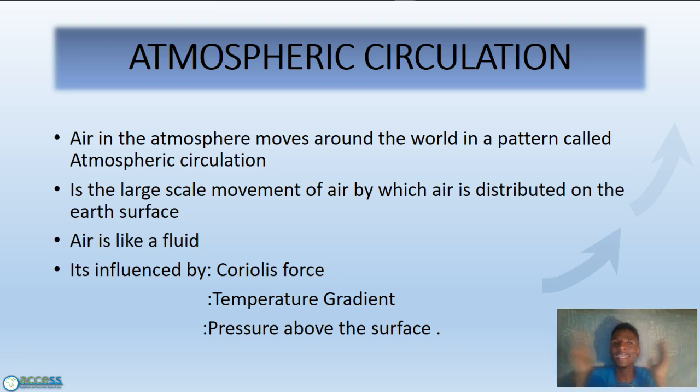We have to understand that air in the atmosphere moves around in a pattern called atmospheric circulation. This atmospheric circulation can be defined as the large-scale movement of air by which heat is distributed on the Earth's surface. We have to understand that air can act as a fluid: when it's heated, it can rise, and when it's dense, it sinks. Atmospheric circulation is influenced by three things: the Coriolis force, the temperature gradient, and pressure above the surface, and I'm going to explain that in detail just now.